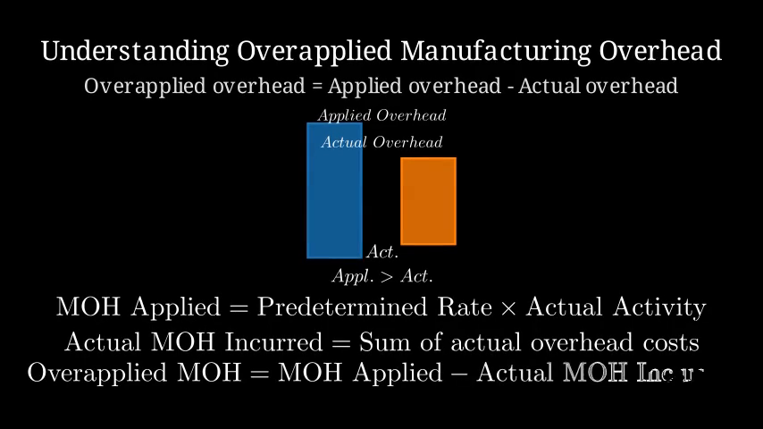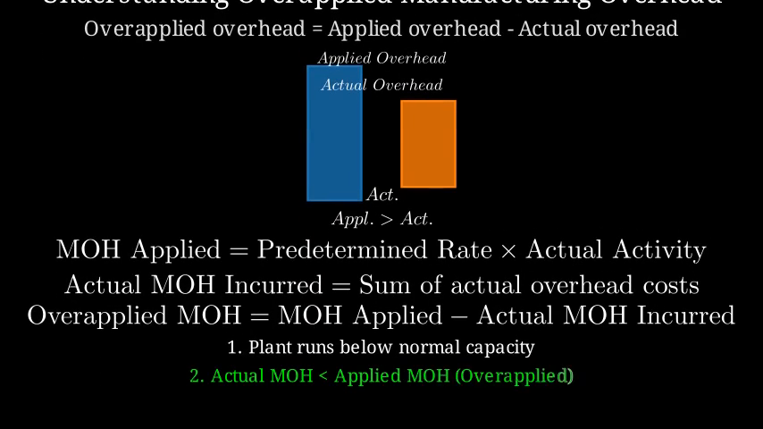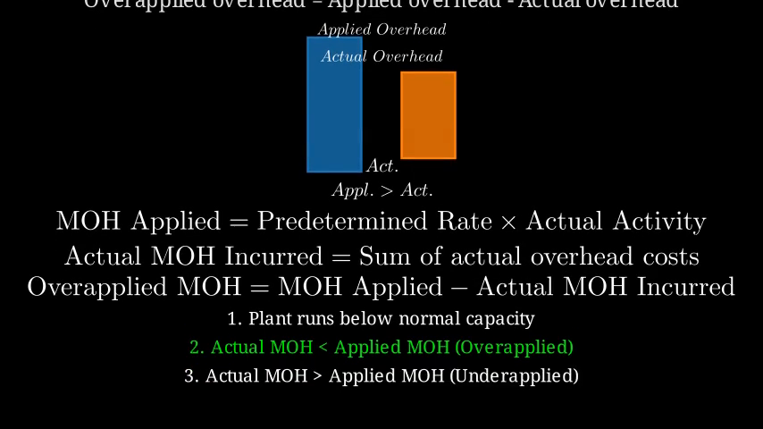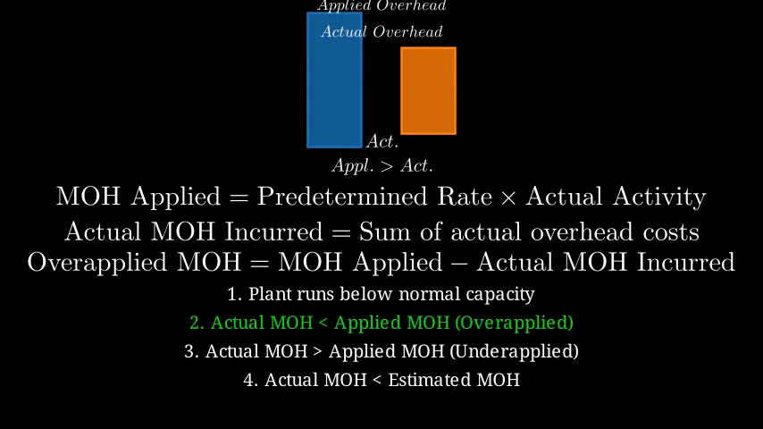Overapplied overhead is positive when the applied overhead exceeds the actual overhead. Consider the options. Running at less than normal capacity usually means we underapply. When the overhead charged to production is greater than the actual overhead incurred, that is exactly overapplied. If actual overhead is greater than applied, that gives us underapplied overhead.